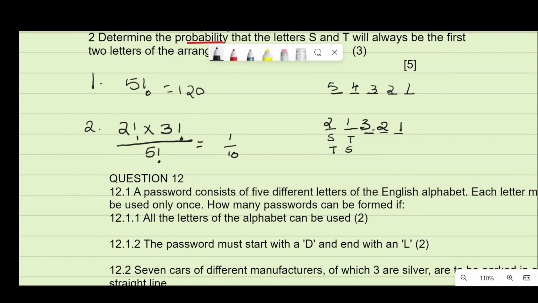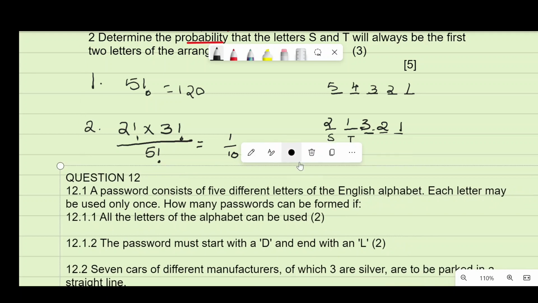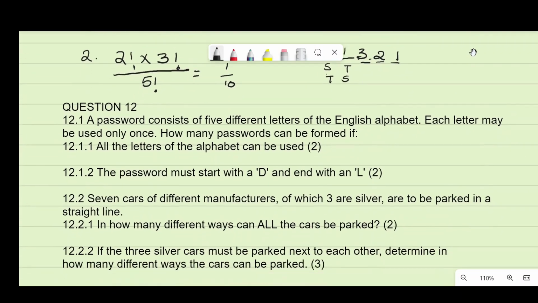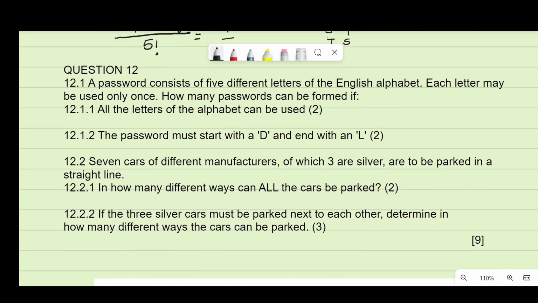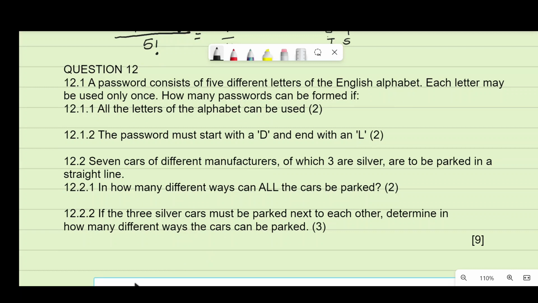Now we are going to see this question. These are examination questions as they are. It's question 12 in the examination. In the examination, you always have the last question as the probability question. That's why it's number 12. Okay. Now, let's see the question first.